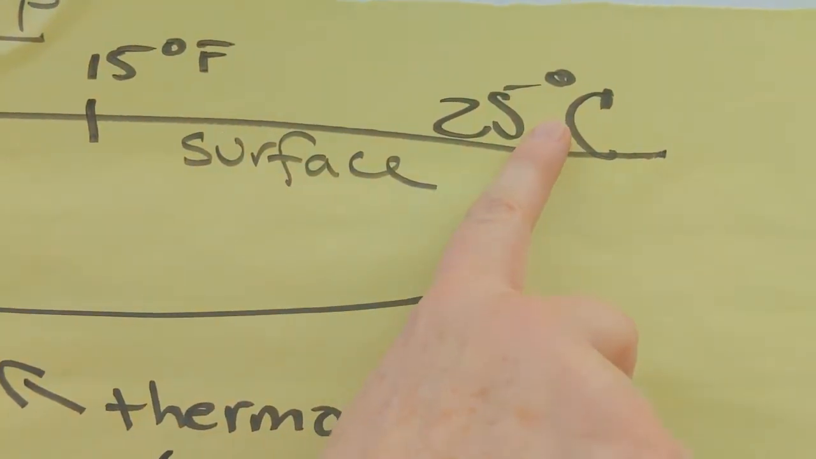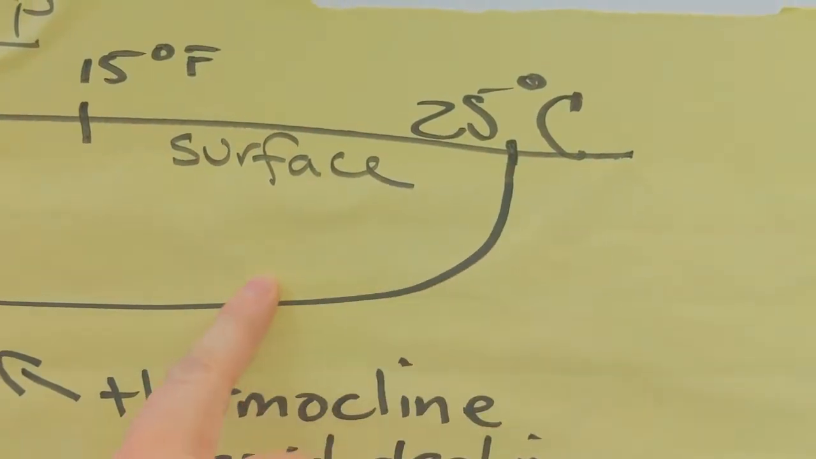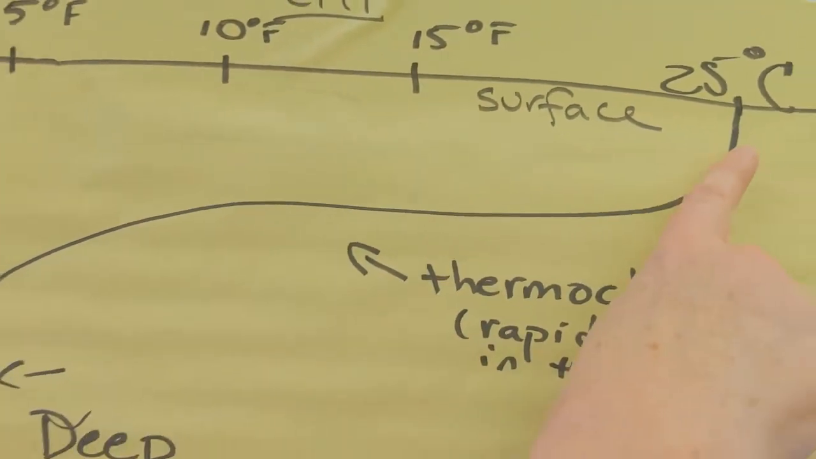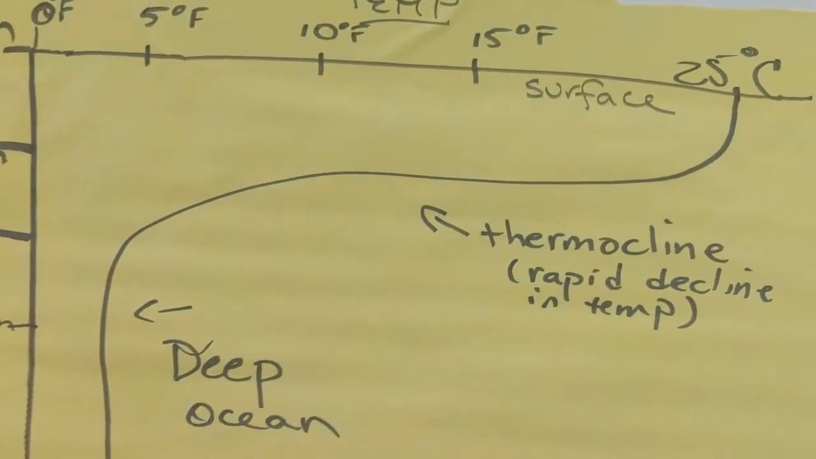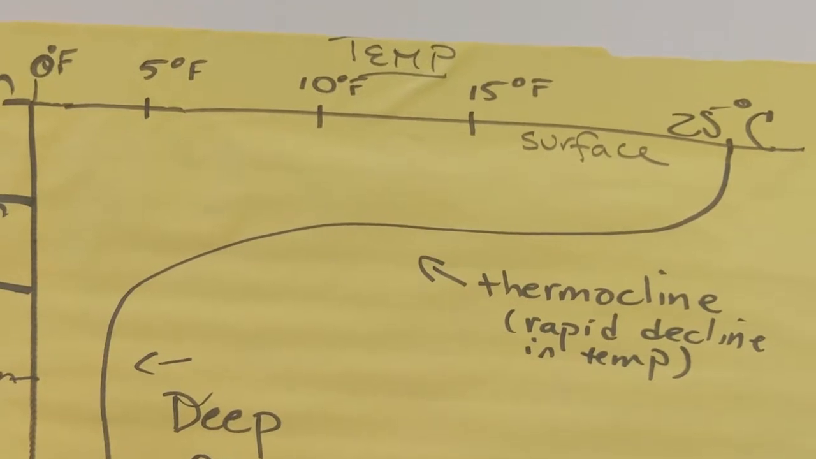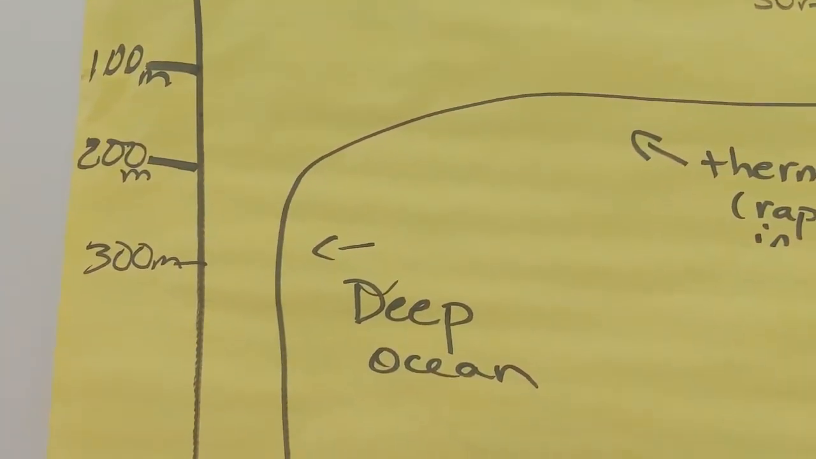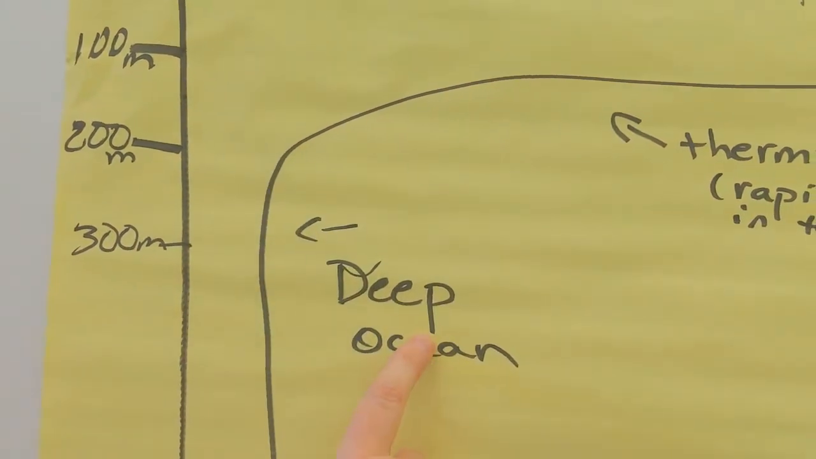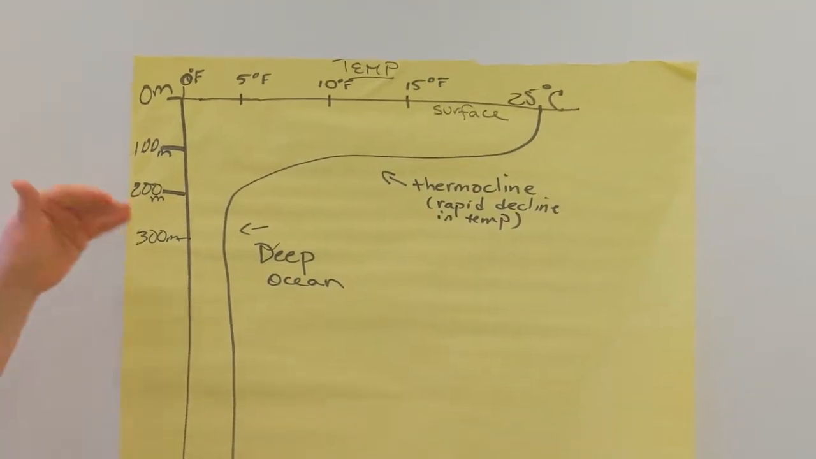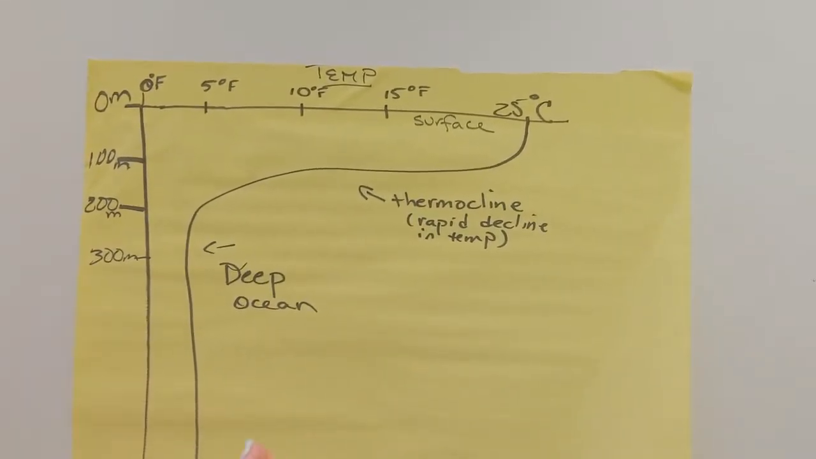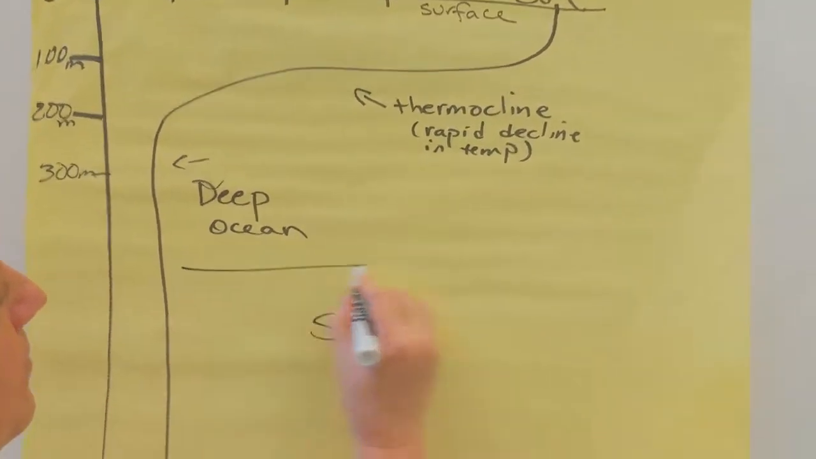And we know that the deeper you go, the lower the temperature goes. And when you have a rapid decline in temperature, we call this zone the thermocline, okay? And after a certain point, depending on your latitude, we have the deep ocean. And you see, that's a steady temperature. So some interesting things happen. We've got currents going on. We have surface currents.